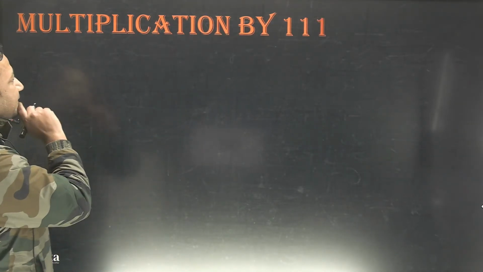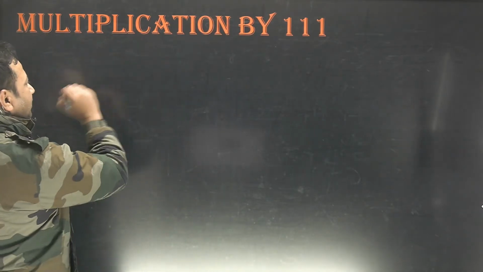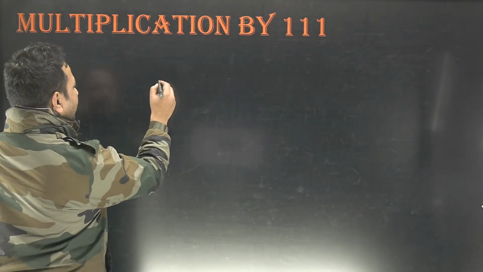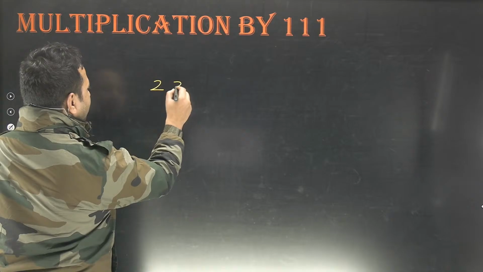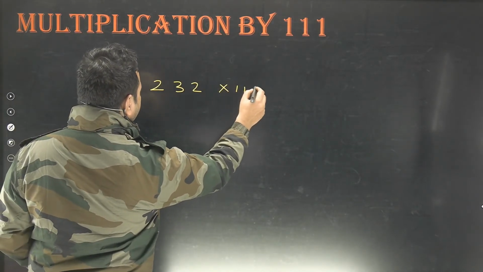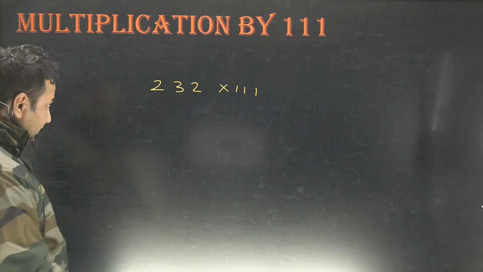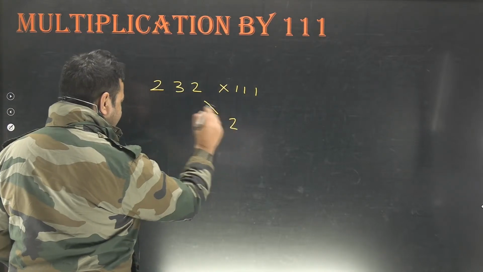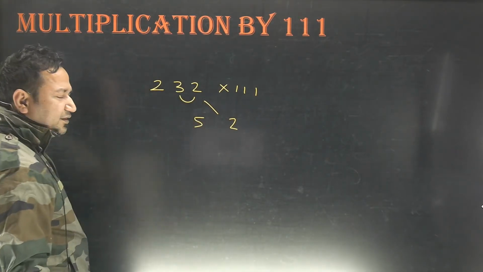Cool. Coming to multiplication by 111. For example, we have a number like 232 and we need to multiply it by 111. In this case, what we have to do, just understand it clearly. 2 will come here, then 3 plus 2, 5 will come here. Okay, this is from the rightmost side.